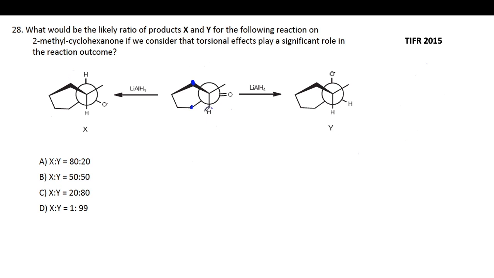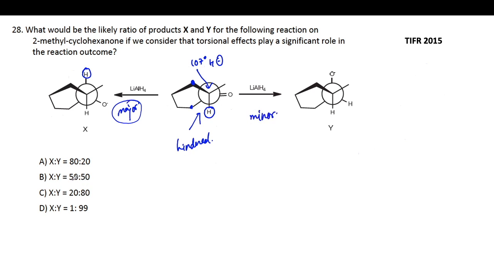However, the hydrogen which is present below is making this attack hindered. And here there is nobody lying in between the Burgi-Dunitz trajectory, 107-degree angle. So definitely the hydride is going to give the above attack. So this is going to be your major product. This is going to be your minor product.